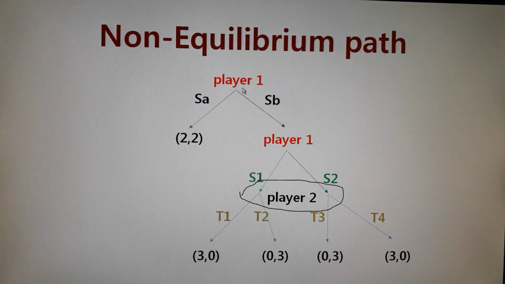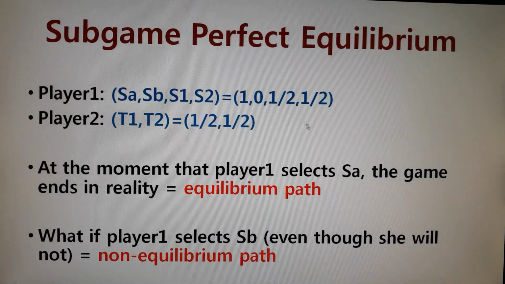It is understandable: SA's probability is 1, SB's probability is 0. But then I said S1's probability is half, S2's probability is half here. But because player 1 chose SA, player 1 would never have a chance to choose between S1 and S2. Same as player 2.